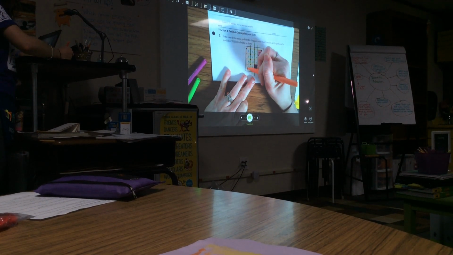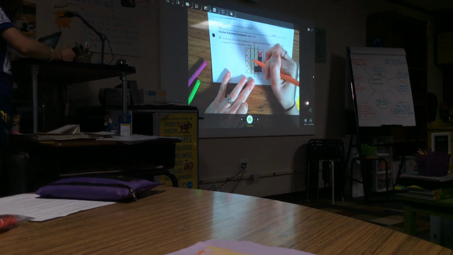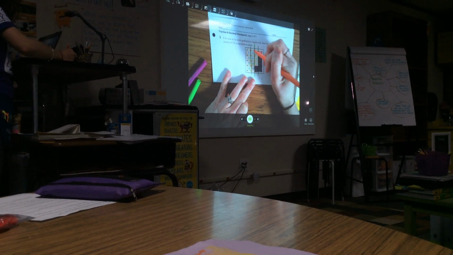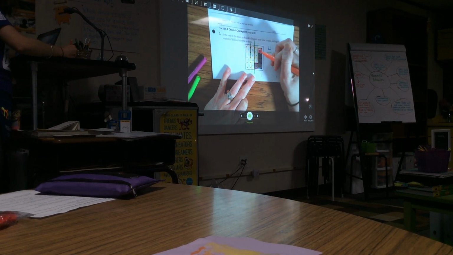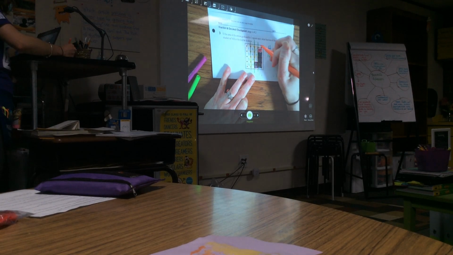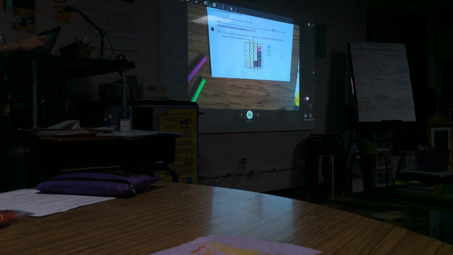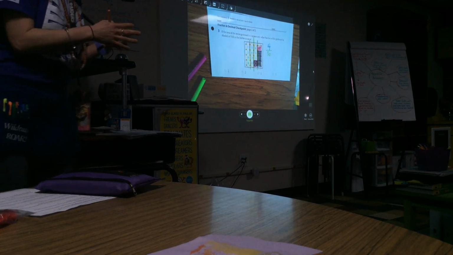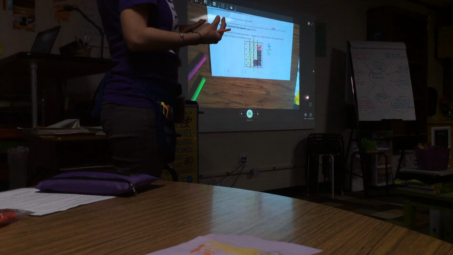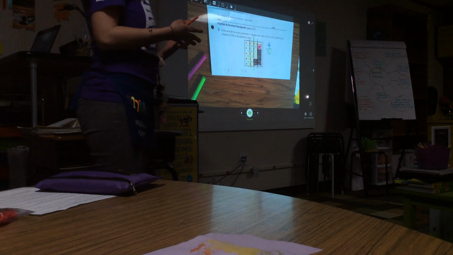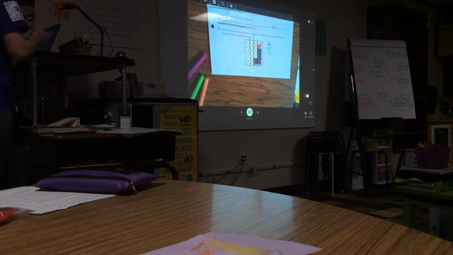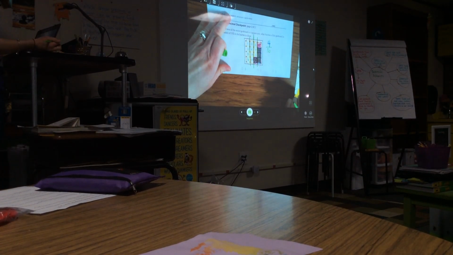Alright, so now I'm going to look, and I've got 1, 2, 3, 4. That's one section. 1, 2, 3, 4. That's a second section. 1, 2, 3, 4. There's a third section. And then I've got my 1, 2, 3, 4 that are shaded. But instead of having 16 equal pieces, I've split it into 4 equal pieces. Do you guys see how I split it into 4 equal pieces?